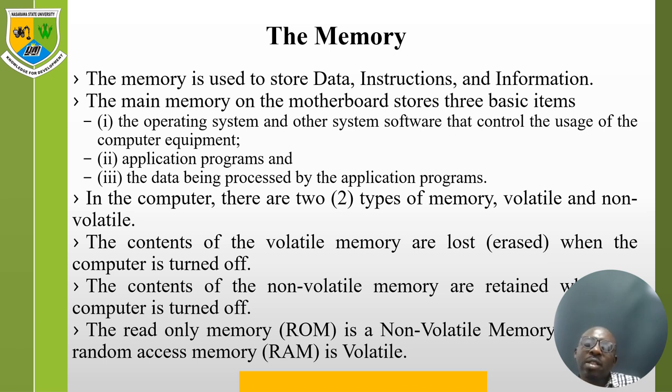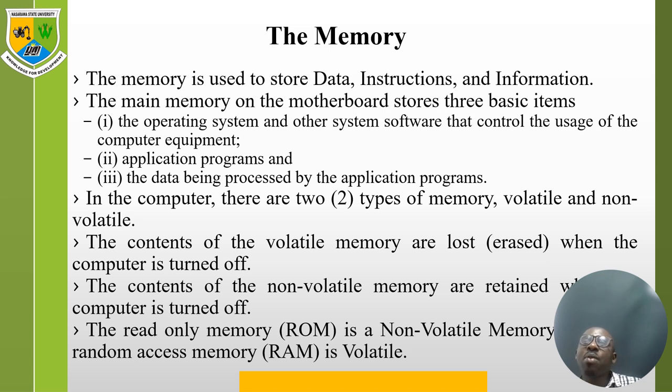Of course, when you say volatile, you know that it is not stable. There is a very high level of instability. But when you say non-volatile, it means there is some level of stability. Okay? There is no loss, per se. The contents of the volatile memory are lost when the computer is turned off.